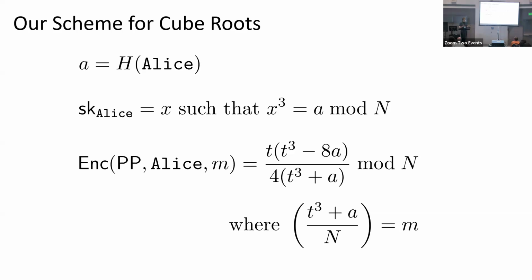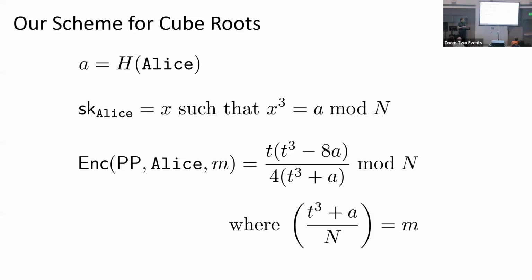Okay, so the starting point of this work is, by fiddling around with things, I was able to find a correct solution for cube roots. And it's a little more complicated, but it looks kind of similar to Cocks IBE. So your secret key is a cube root of a mod n. And now to encrypt, we compute this t value. The t is a little different. The t is going to be such that the Jacobi symbol of (t cubed plus a) is equal to m, rather than just the Jacobi symbol of t is equal to m, but fine. And now we have this expression up here for what the ciphertext is going to be. It's a function of t and the hash of Alice's identity.